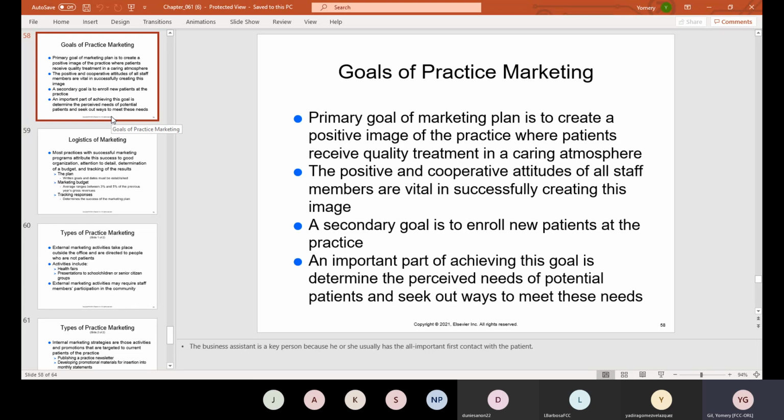A secondary goal is to enroll new patients at the practice. An important part of achieving this goal is to determine the perceived needs of potential patients and seek out ways to meet these needs.